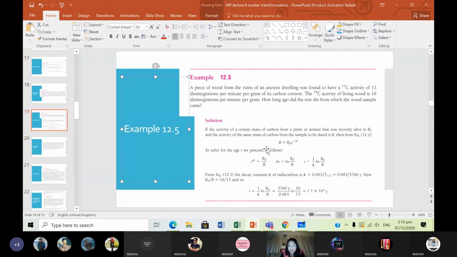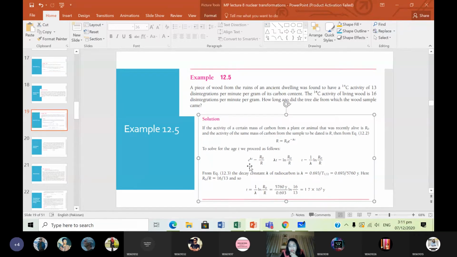So if the activity of a certain mass of carbon from a plant or animal that was recently alive is R naught, and the activity of the same mass now is R, we have this formula: R equals R naught e to the power minus lambda t. We know the half-life of carbon-14 is 5,760 years, so we can evaluate its decay constant. And I will give you some of these important values that are necessary to solve the problem.